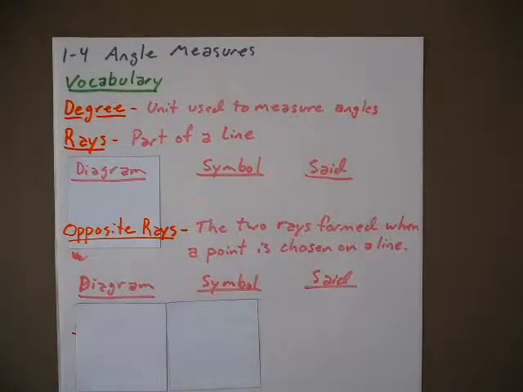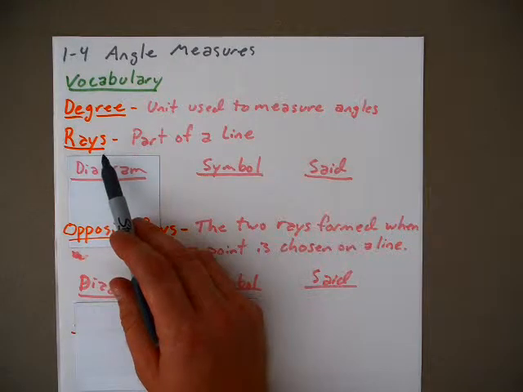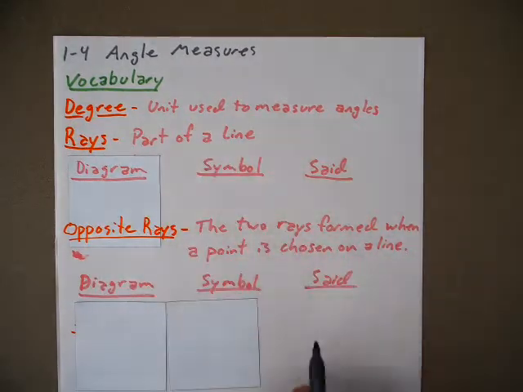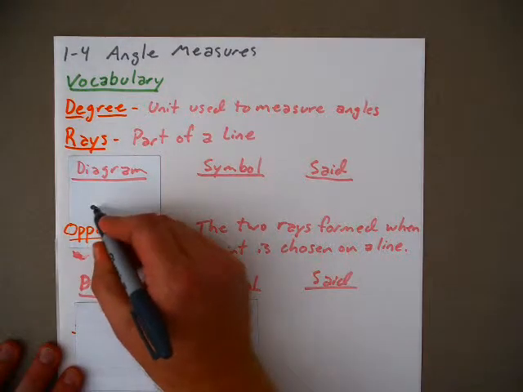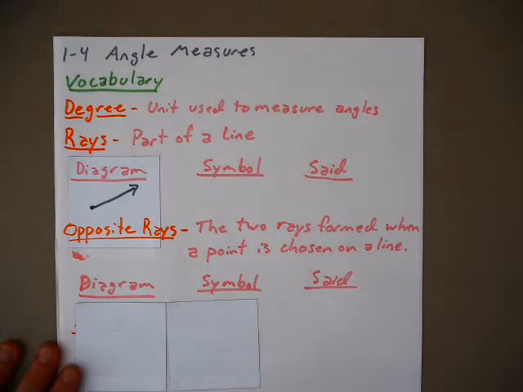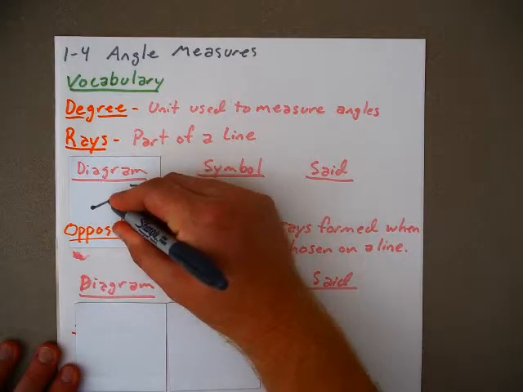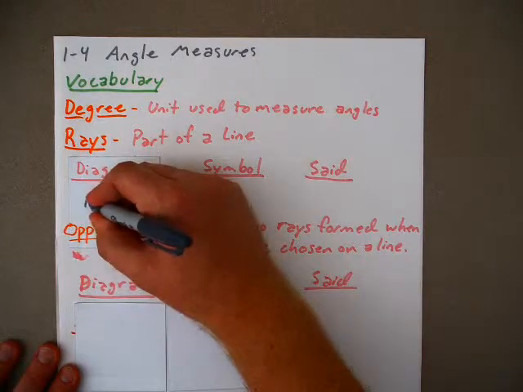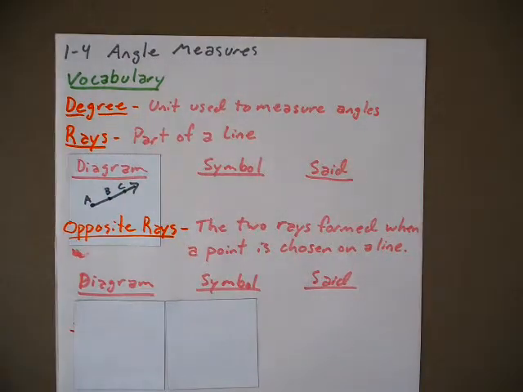And the second thing we're going to talk about is what is referred to as a ray. A ray is just part of a line. So let me give you some examples. If we just take an endpoint and then move it on, let's give some points on this line. Let's start easy: A, B, C.